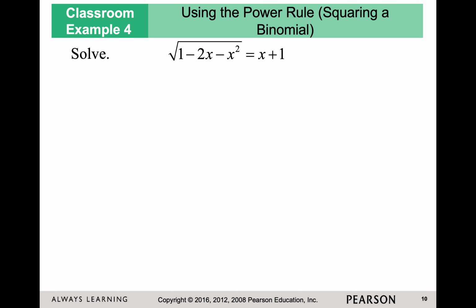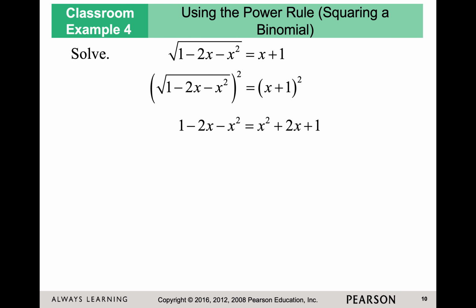So here, the root is isolated, but I am going to have to FOIL the other side. Remember, that's not x squared, 1 squared. That is x plus 1 times x plus 1, which we FOIL out. Now we're going to combine our like terms and get everything on one side. Here, we don't have to factor a trinomial. I can just factor 2x out.